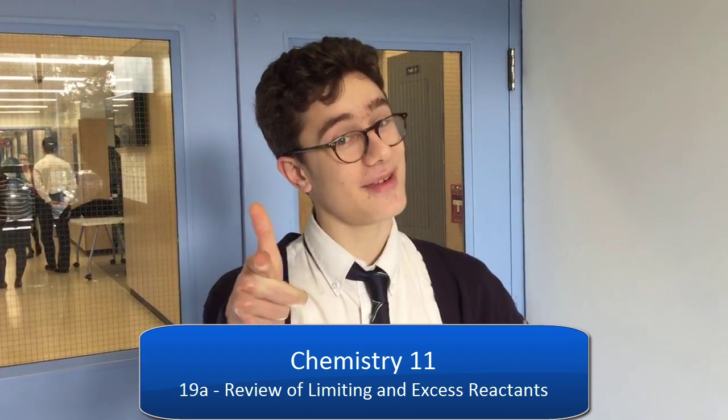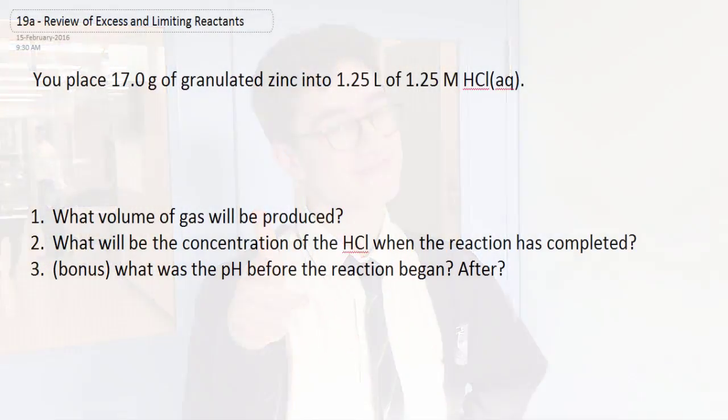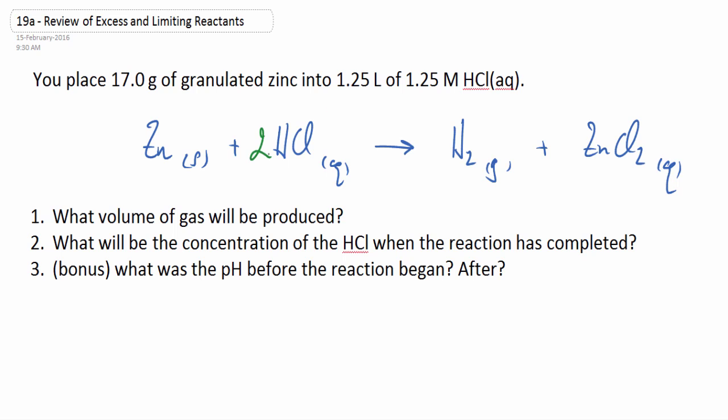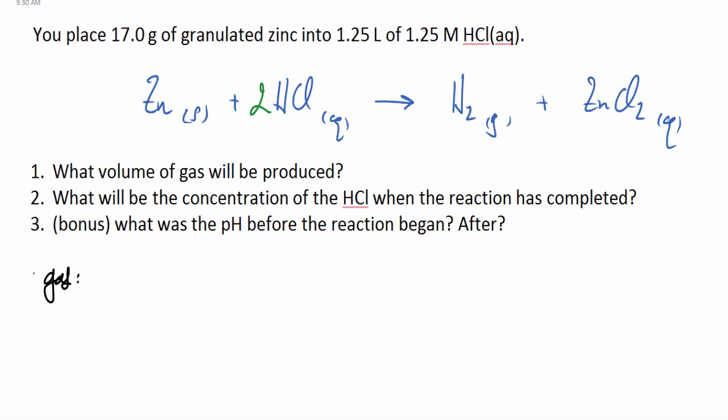Today's video is a review of limiting and excess reactants. So, hello everyone. Today we'll talk about excess and limiting reactants again. Here's a sample problem where we put 17 grams of granulated zinc into 1 1/4 liters of 1 1/4 molar hydrochloric acid. We'll need the balanced chemical reaction for this, so let's write that down. You need a 2 on the HCl.